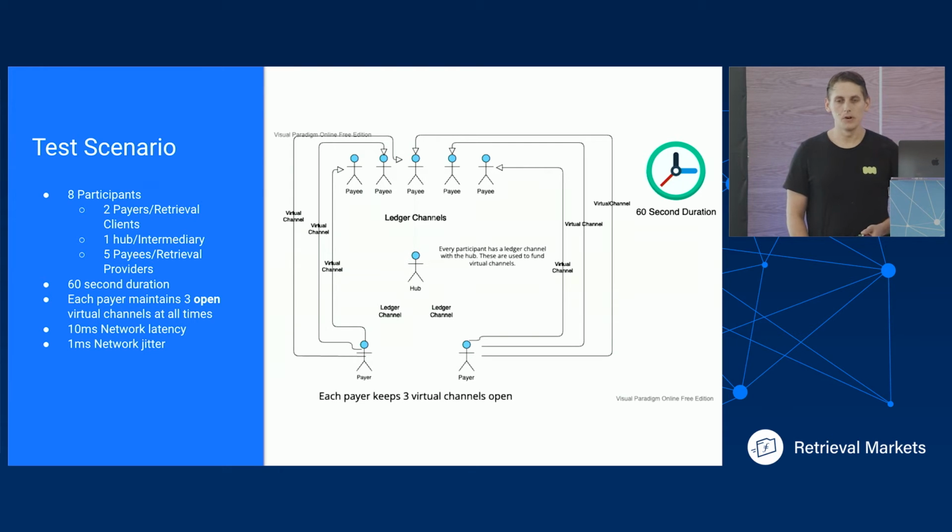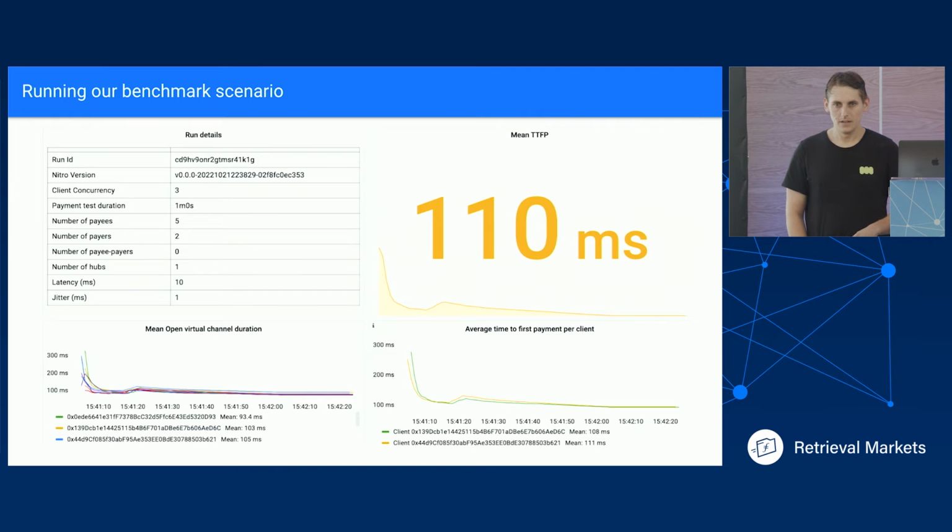I'll get into this a bit more, but we also mimic some network conditions. Right now, our scenario uses 10 milliseconds latency and 1 millisecond network jitter. So what does the result look like? This is our time to first payment dashboard that we've created in Grafana, and this is just a run we've done. On the very top here, we have some nice details. We have the unique Testground run ID. For every Testground run, you get a nice unique ID. We've got some version information, and then a breakdown of what roles different instances are playing, and the latency information.